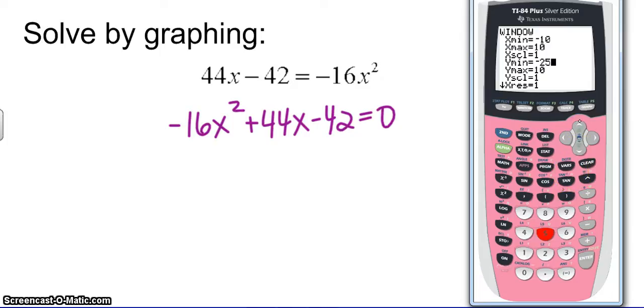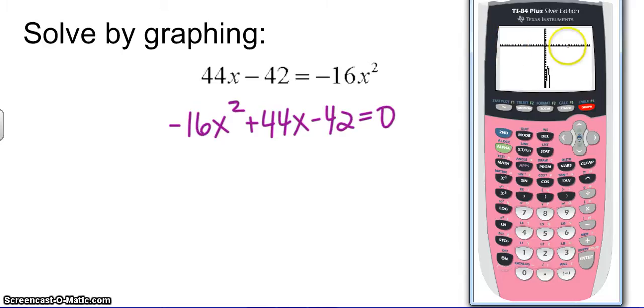Okay, to 10, that should be okay. On the x scale, I'm going to look a little bit wider. Let's go negative 20 to 20. See what that gets us. Aha! There's my graph. Okay. My graph is a parabola that's opening downward.